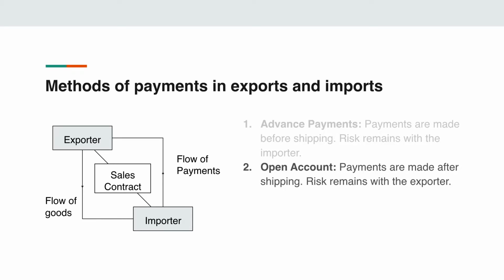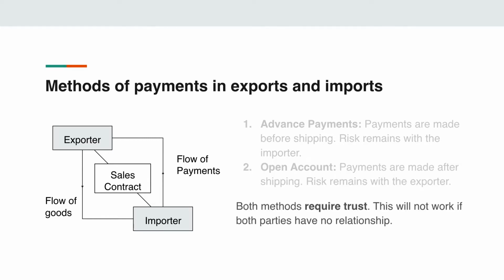The second one is open account. In this method, payments are made after shipping. Therefore, the exporter bears the entire risk of a payment default. Both of these methods require trust, and neither of these will work if both parties have no working relationship.